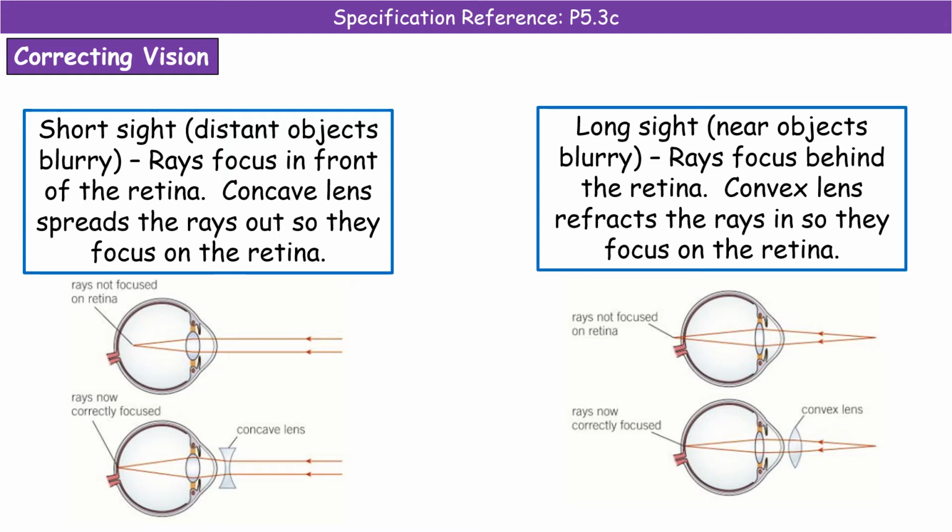In order to correct that, what we do is we use a concave lens, so that spreads the rays out, and then what they're going to do is as they pass through your lens, that will obviously refract them inwards and they now focus on the retina itself.